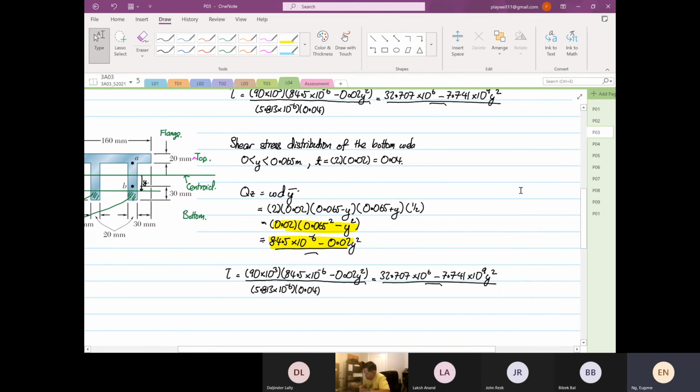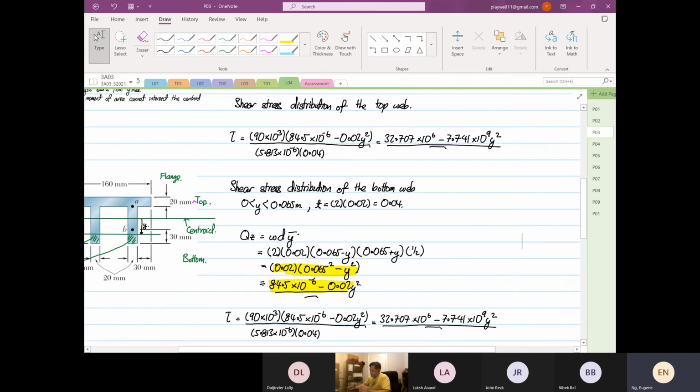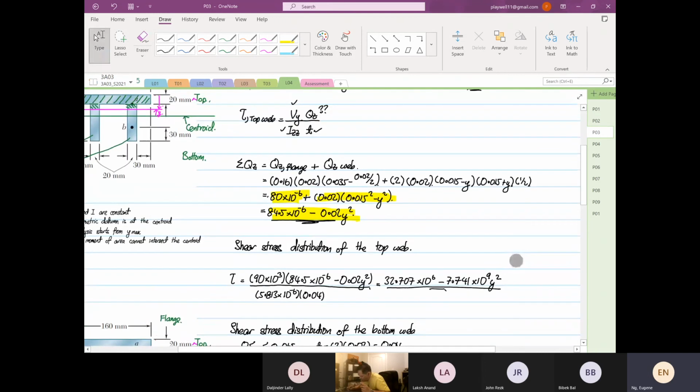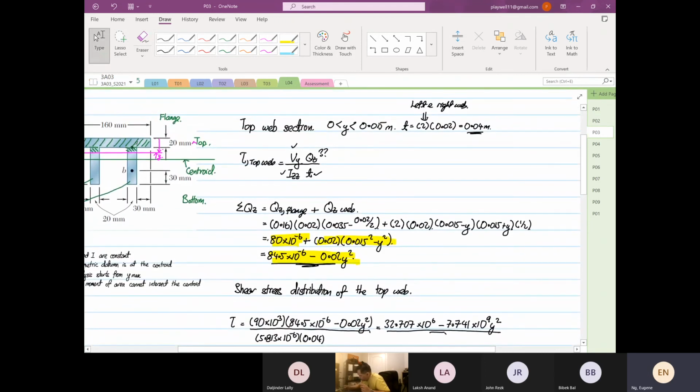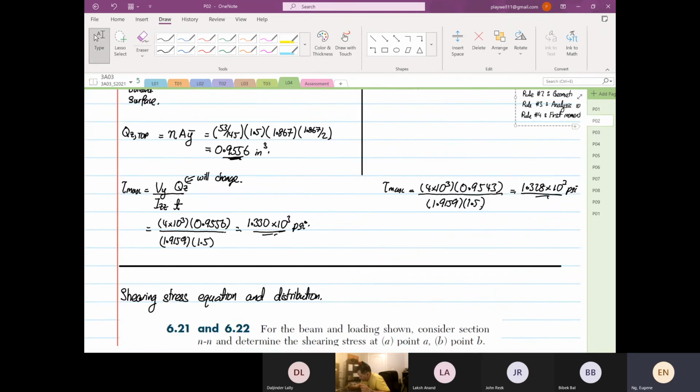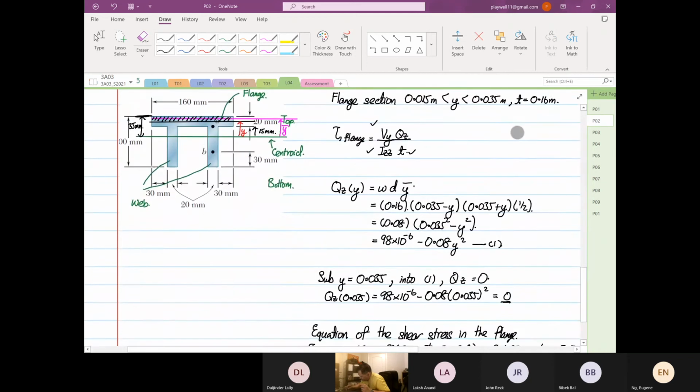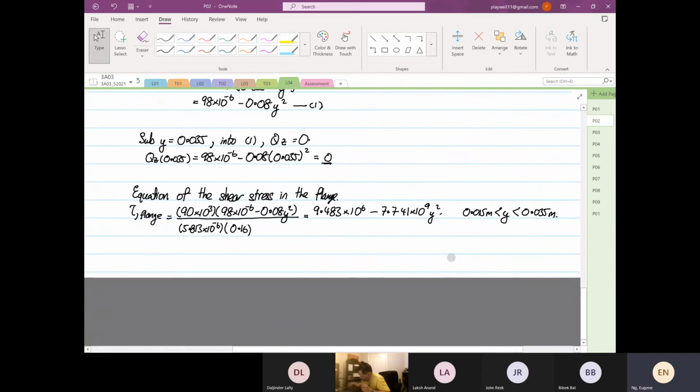So this is the shear stress distribution of the bottom web, and the top web is the same. The only thing that's different is the flange. The flange equation is not the same at all. If you look at the flange equation, this is the equation distribution of the flange.